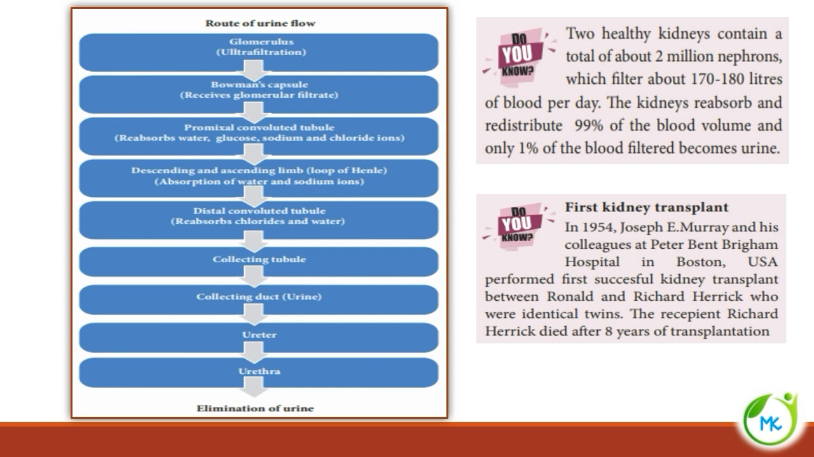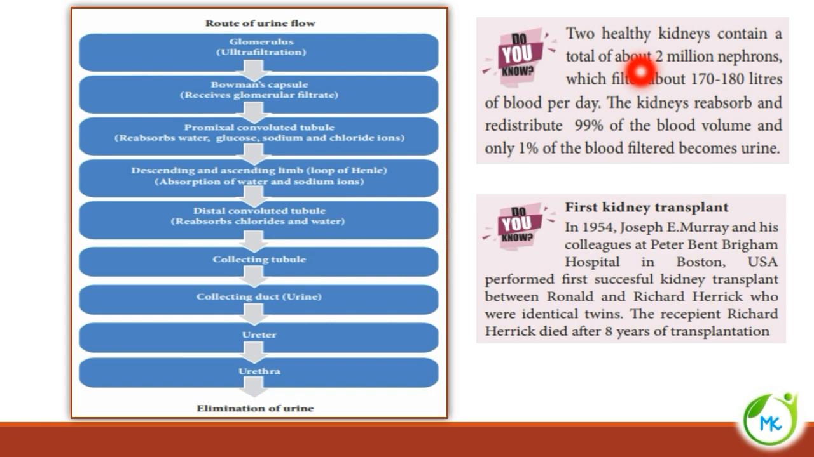That process takes place in the proximal convoluted tubule, such as water, glucose, sodium and chloride ions. Next is the loop of Henle. In the ascending and descending loop of Henle, absorption of water and sodium ions takes place. And in the distal convoluted tubule, further reabsorption of chloride and water. Then it passes through the collecting tubule, and through the collecting duct the urine is sent from the kidney to the ureter, from the ureter to the bladder and then to the urethra, and through the urethra the urine is eliminated from the body.